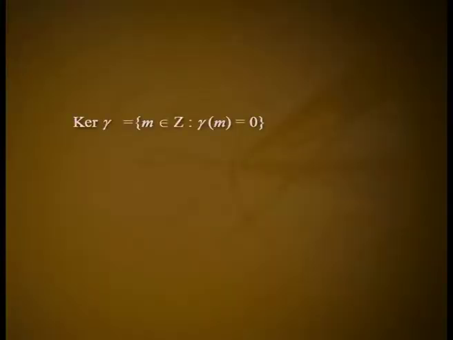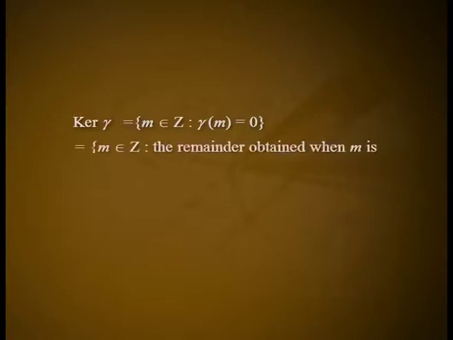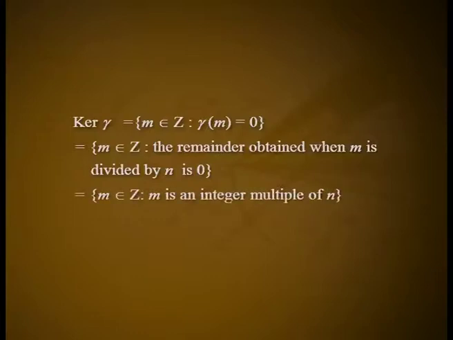Example 7. We have seen in example 2 that the natural map, that is the canonical map, γ from Z to Zn given by γ(m) = r, where r is the remainder obtained when m is divided by n, is a homomorphism. Its kernel is given by ker γ = the set of m in Z such that γ(m) = 0, which is the set of m in Z such that the remainder obtained when m is divided by n is 0, which is the set of m in Z such that m is an integer multiple of n, which is nZ.